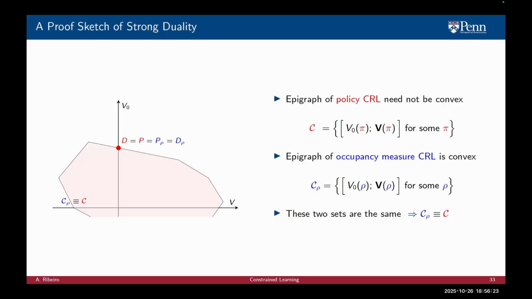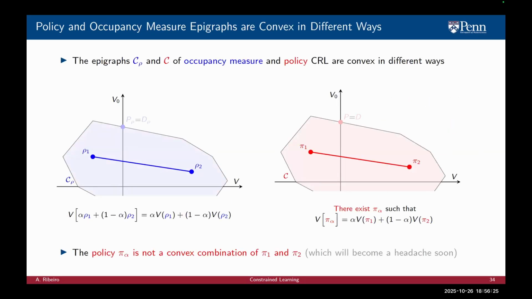Good. Now, very importantly, I need to explain to you what this theorem does not show, okay? So this is the epigraph formulation of the problem formulated in occupancy measure space. This is the epigraph formulation of the problem in policy space.